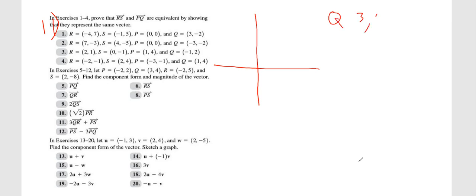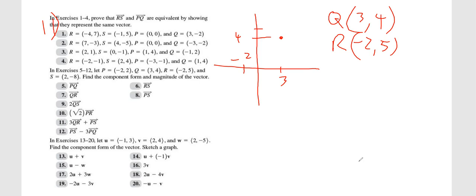Q is 3, 4. R is negative 2, 5. 3, 4. Negative 2, 5. So this is basically a second quadrant vector.